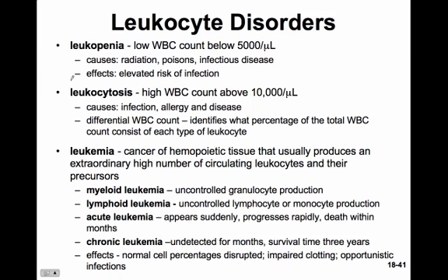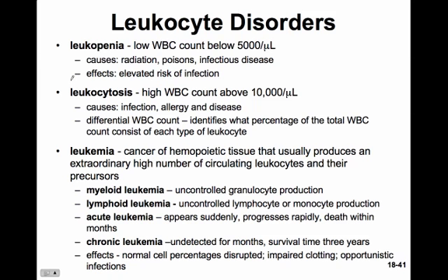Leukemia is cancer of the hemopoietic tissue. This usually produces an extraordinarily high number of circulating leukocytes and their precursors. That is, the hemopoietic tissue is producing more white blood cells than it should be. Myeloid leukemia is when we see uncontrolled granulocyte production. Lymphoid leukemia is when we see uncontrolled lymphocyte or monocyte production.